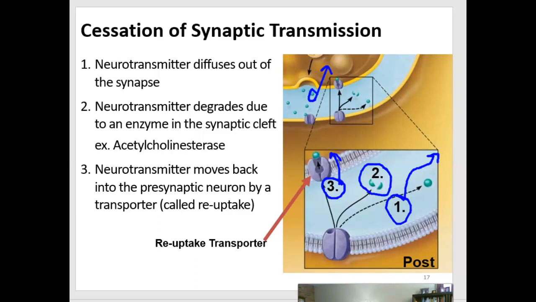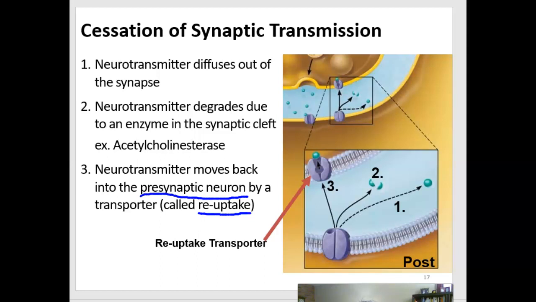When it's degraded right in the cleft, it means that there's an enzyme in the cleft that does just that. An example is acetylcholinesterase, which breaks down acetylcholine. Now when the neurotransmitter is taken up into the presynaptic neuron, it means the presynaptic neuron takes up the neurotransmitter. And for this to happen, there's usually a transporter protein that's required. Either the transporter is in the membrane here, or there's a neurotransmitter transporter present.